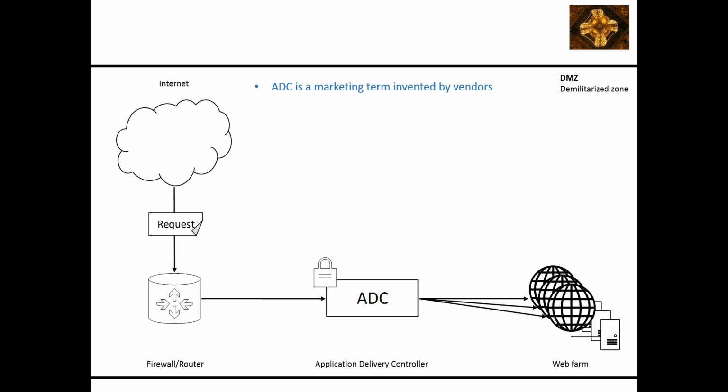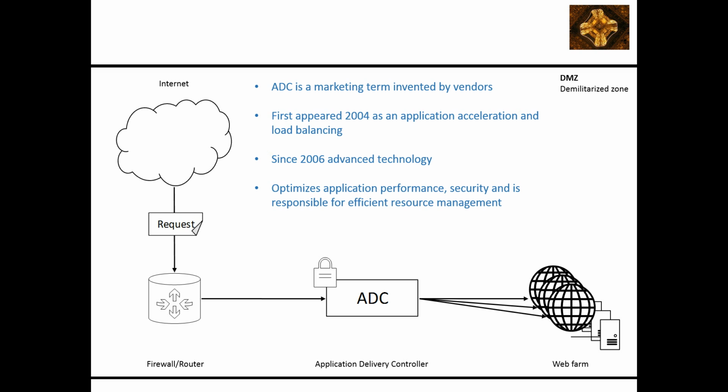First, to the word itself: ADC, the application delivery controller, was invented by some vendors who now make products for it. The first appearance of the application delivery controller was in 2004, and in the beginning it was basically an application accelerator and a load balancer. And in 2006 it got more advanced, with more features.